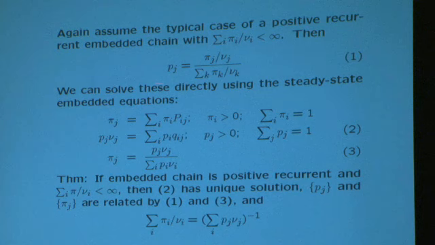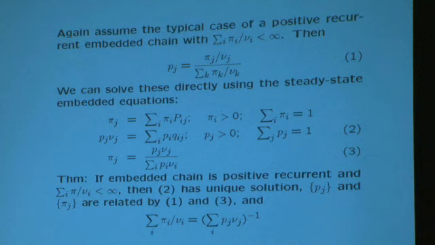What we would like to do is to solve for the P sub j's directly by using the steady state embedded equation. The embedded equations say that pi sub j is equal to the sum over I of pi sub I times P sub I j. The probability of going into a state is equal to the probability of going out of a state.